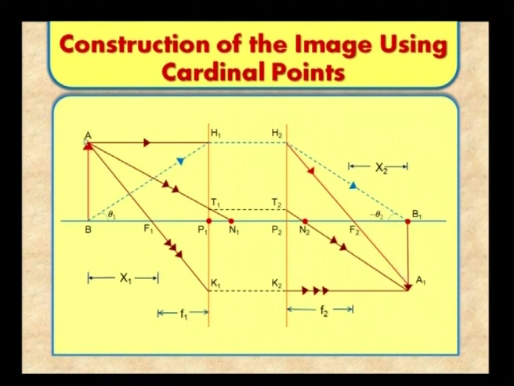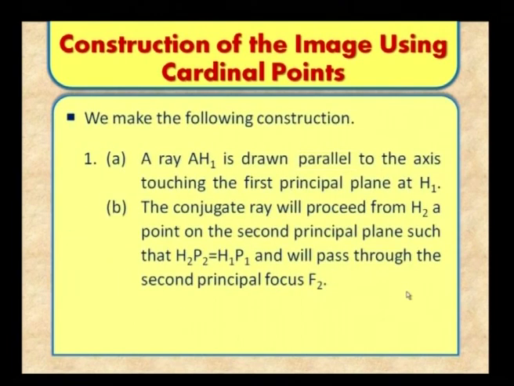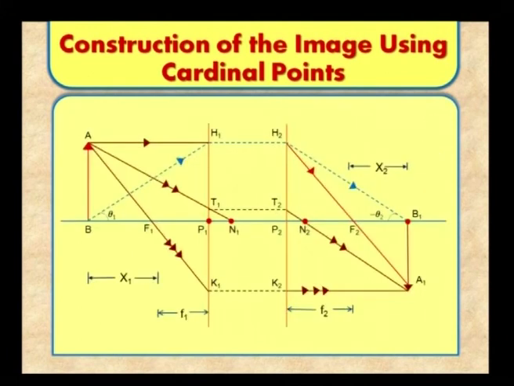A is the point for the object. So, the corresponding image point is A1. So, let us look at the light rays. A ray AH1 is drawn parallel to the principal axis touching the first principal plane at H1. As you know, H1 is the point along the first principal plane, H2 is the point along the second principal plane H2P2, that of course you know.